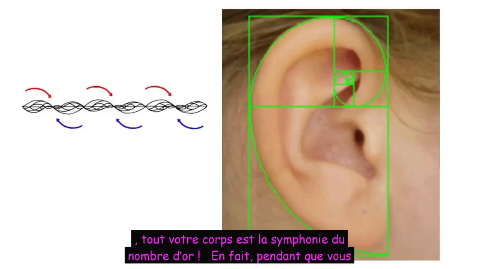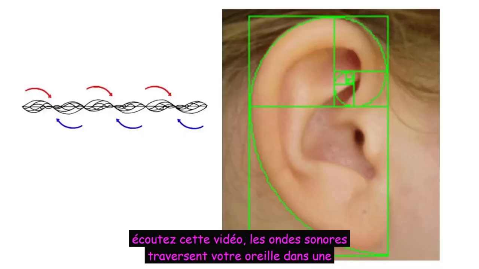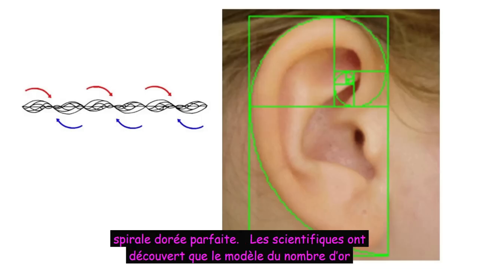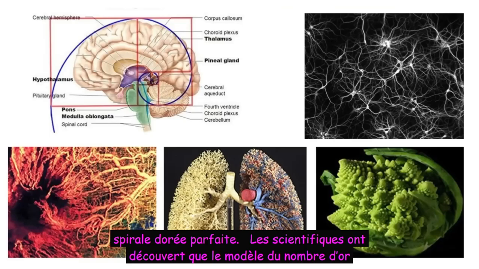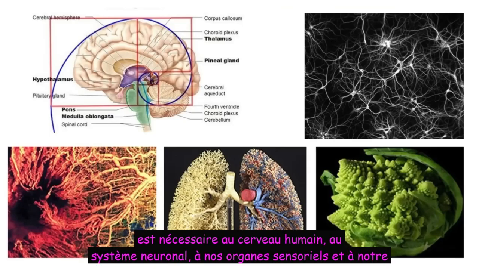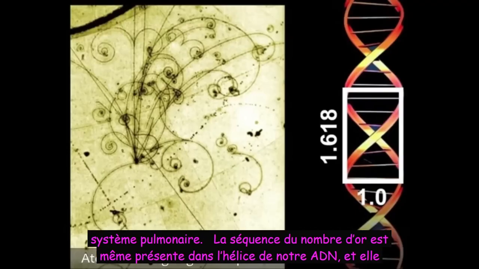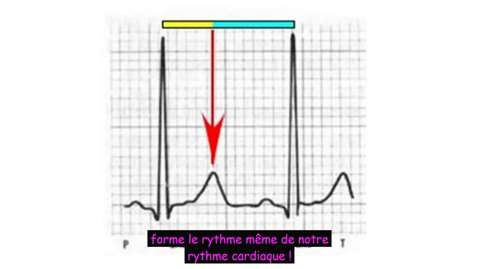golden ratio. In fact, as you are listening to this video, the sound waves are passing through your ear in a perfect golden spiral. Scientists have discovered that the golden ratio pattern is necessary for the human brain, the neural system, our sense organs, and our lung system. The golden ratio sequence is even in the helix of our DNA, and it forms the very rhythm of our heartbeat pattern.